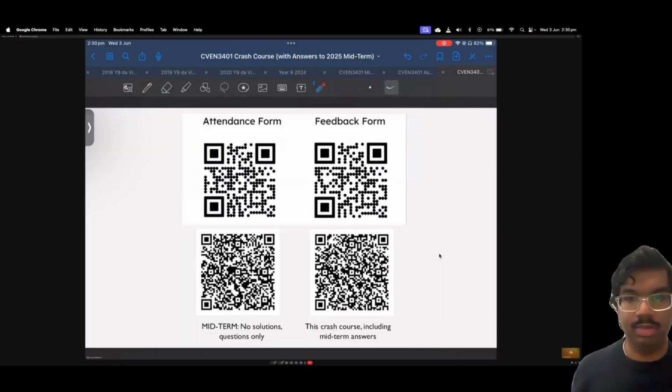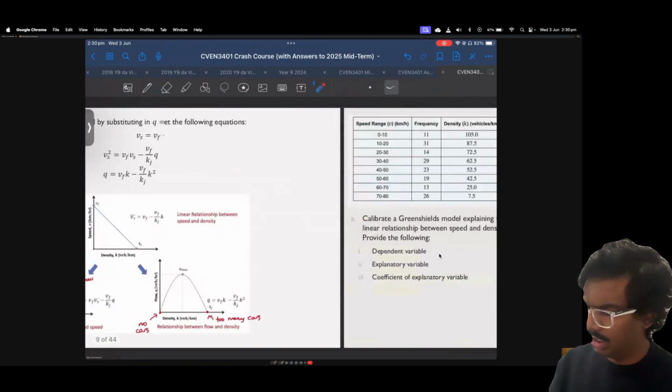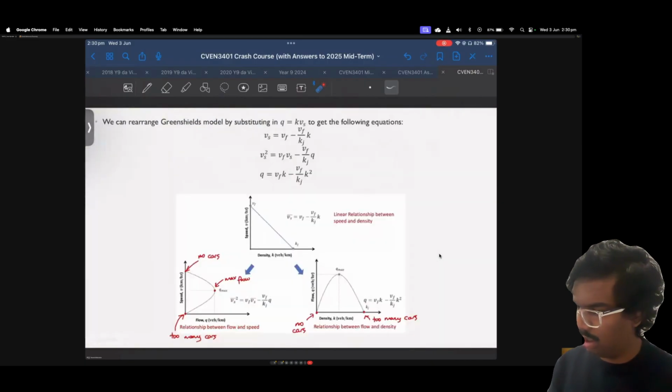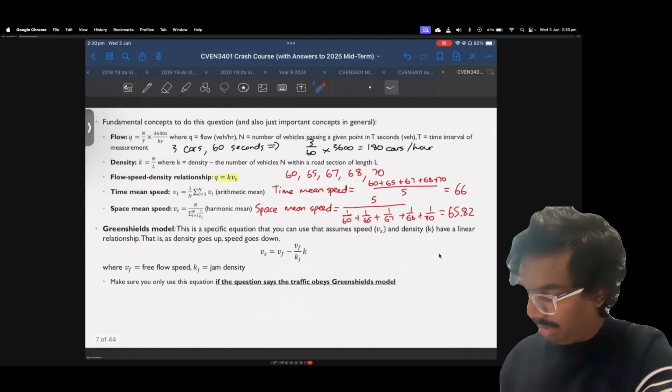Okay, I think that's enough time. Let me know if you want me to come back to that, otherwise I'll keep going. I explained the Green-Shields model to you now. Hopefully that makes sense.